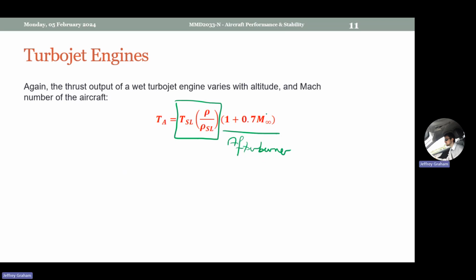Right. One thing I want to mention is this bit here. Very easy to forget the 0.7. And so you got a question that says the Mach number is 0.71. It's very easy to forget the 0.7 that goes with it. You'll just be a little bit wary about that one.